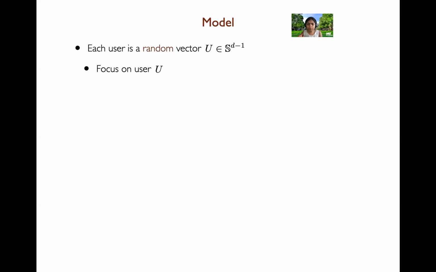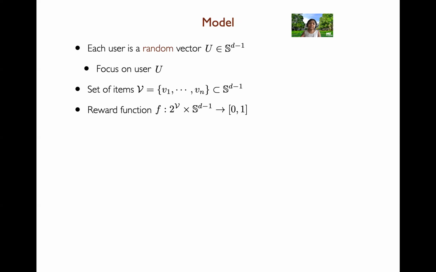Since we're talking about personalized recommendations, we can just focus on one user for the purpose of our optimization, and let's refer to that user as user U. Now we have a set of items in our universe, which has embeddings v1 through vn in the same d-dimensional unit ball. Then there is a reward function, which is really the metric that the platform is interested in optimizing, say something like the engagement or the conversion probability. Then we have a restriction on the number of products that the platform can display to the customer.